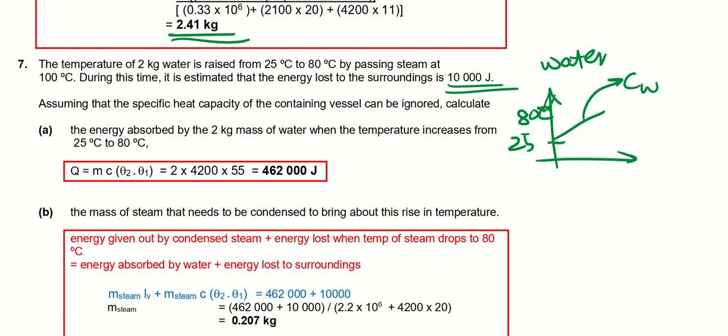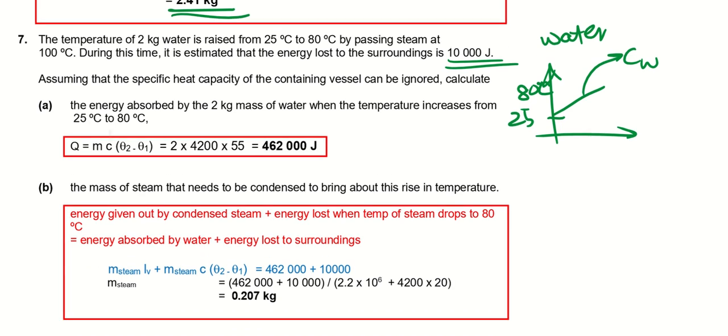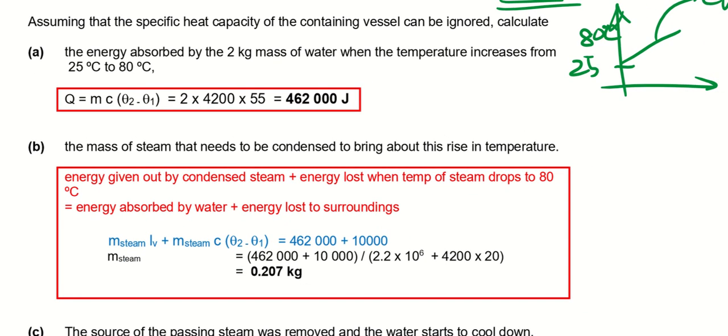Who absorbed 462,000? The water. But during that time, 10,000 joules was transferred to the surrounding. So what is the total amount that the heat source has to provide? You have to add them up together. So it will be 472,000. Okay?